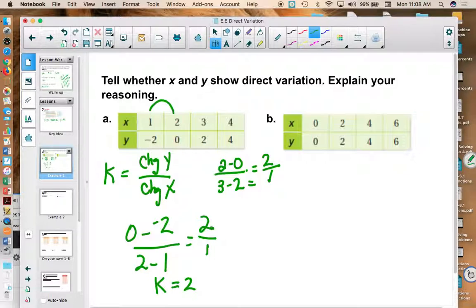Should I check something else? No. To make sure? No. If I did, well, what's 4 minus 2? 2. What's 4 minus 3? 1. Is the rate of change going to be the same? Yes. So in A, yes, it would be the same thing as y equals, what was k? 2. 2x, wouldn't it? Is that what's happening? Mm-hmm.